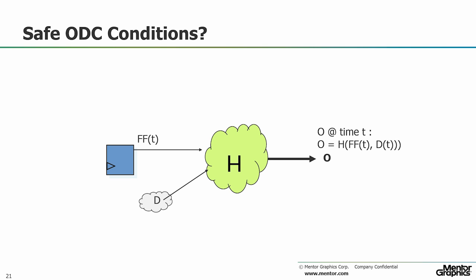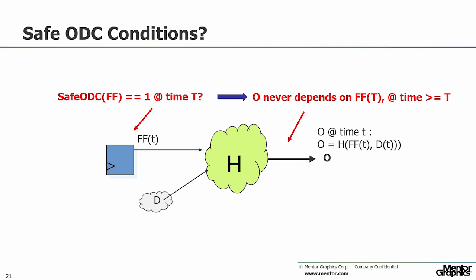The functionally safe ODC for the register FF says that at any time t, if safe ODC for the flop FF evaluates to true or 1, then the design output would never depend on the value of the register at that time t. And it will not depend on the value of the register for all future time instances greater than or equal to t as well. In other words, if the safe ODC condition is 1 for a register at any time t, the value of the register at that time will never be observable at the design's output for all future time instances greater than or equal to t.